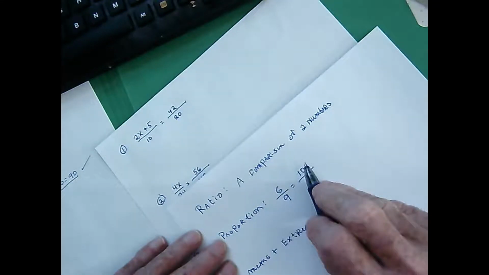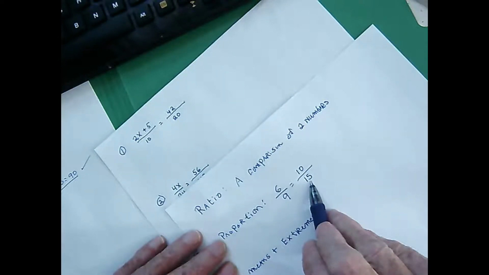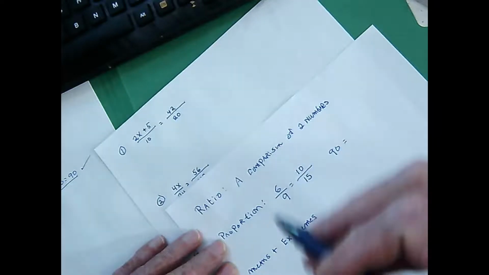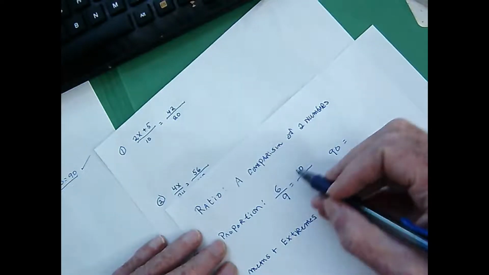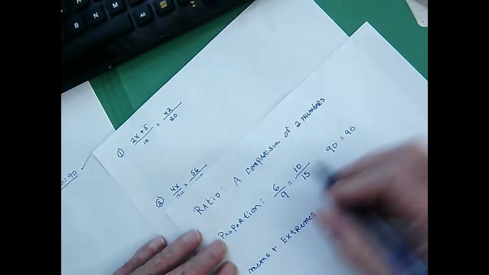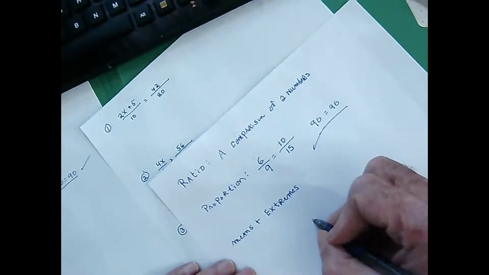But something we should notice about this. To check this proportion, what I can really do is multiply the first one here times the 4th one there. 6 times 15 would give me 90 here. And the second one here times the 3rd one there, 9 times 10, is also 90. And since those cross products are equal, I know that this is a valid proportion. So I've started talking about those positions, first, second, third, and fourth positions. Let me take another look at that.